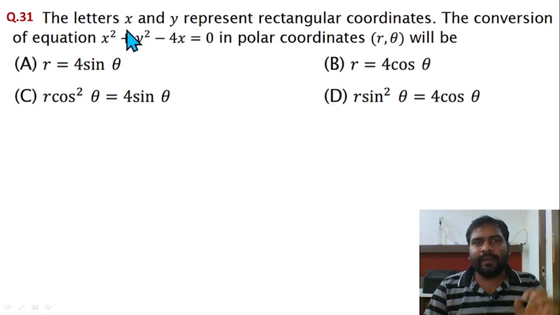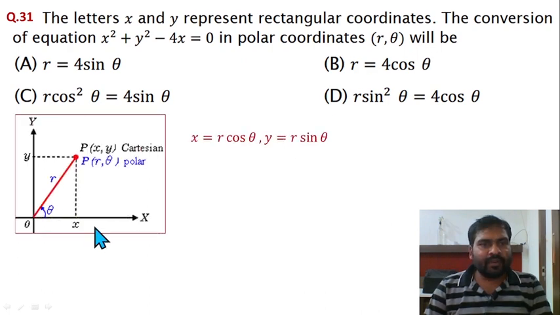Question 31. The letters x and y represent rectangular coordinates. The conversion of the equation x square plus y square minus 4x equal to 0 into polar coordinates r, theta will be. In the Cartesian coordinate system, this is x and y. In polar coordinates, let this point make angle theta from this x-axis.